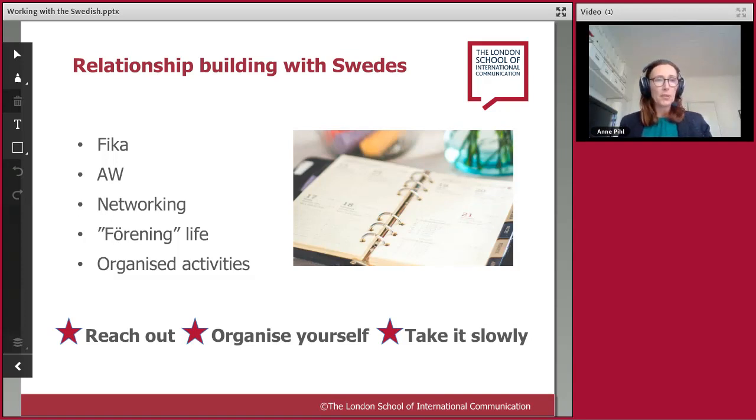And the final point I wanted to make in relationship building was organized activities. Swedes tend to feel more comfortable, especially with people they don't know well, socializing around an organized activity. So there is a purpose to something. They know what the deal is. They know what the start time is. They know what the finish time is. They know what's involved. Is there going to be food? That tends to go down better than just spontaneous hanging out with people. So generally, reach out, organize yourself, and take it slowly would be my advice.